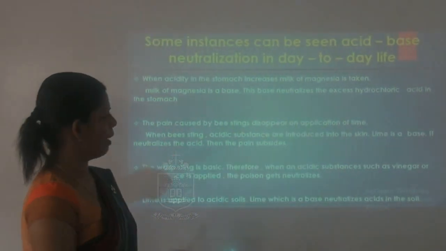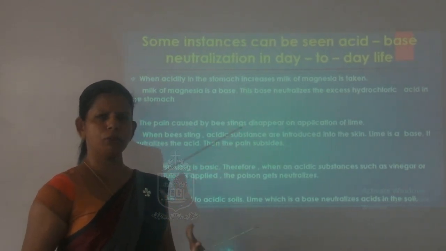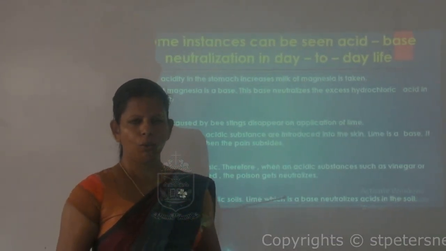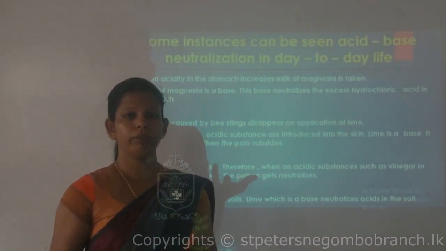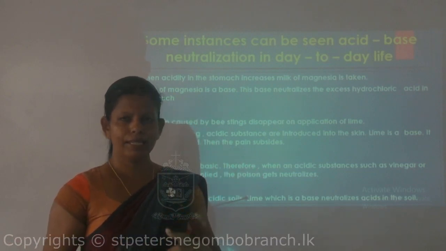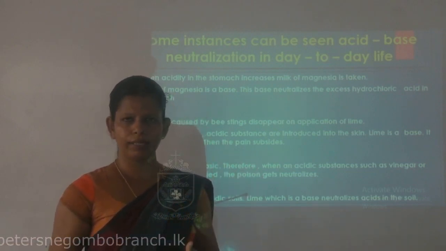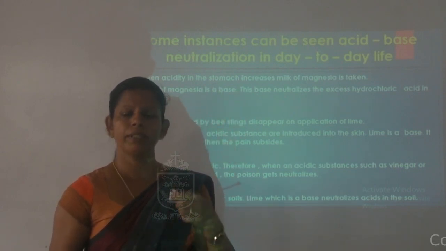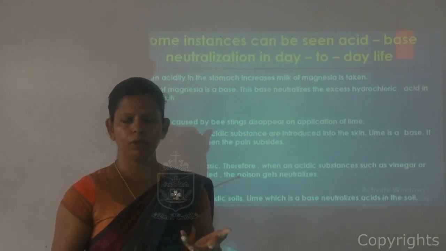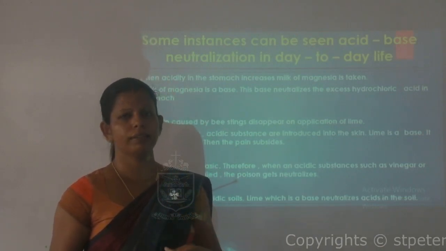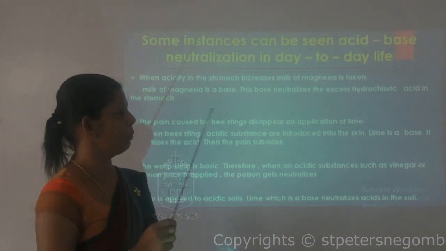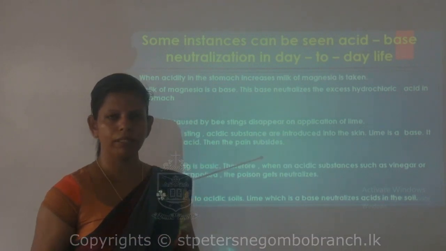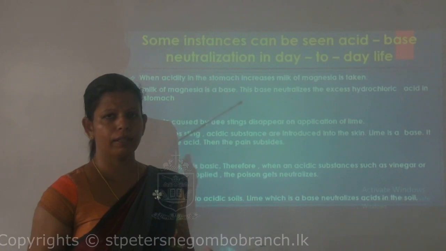One is, if you are suffering from acidity inside your stomach, what is the thing that you are going to do? You take some amount of milk of magnesia. Why? Inside your stomach, hydrochloric acid is there. When you take the milk of magnesia, that is a base, some 2 or 3 spoons, then your stomach gets neutralized. Then no acidic property, no basic property inside your stomach. Then you can feel very comfortable.